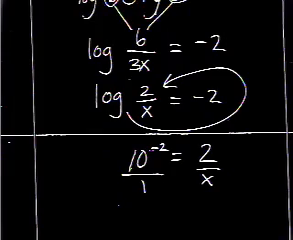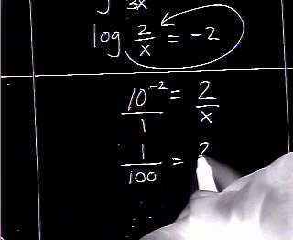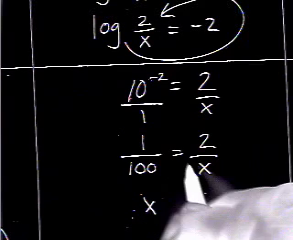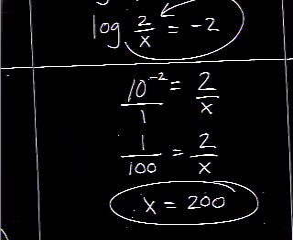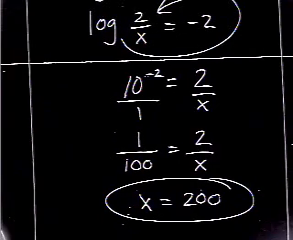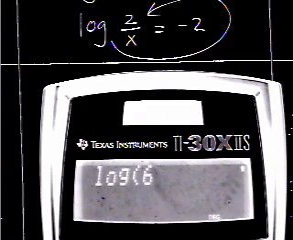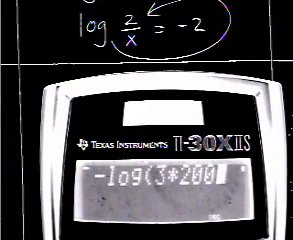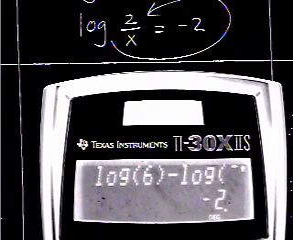Sure looks like a proportion to me. In fact, we could change it, and 10 to the negative second is 1 over 100 equals 2 over x. We could cross multiply this, right? 1 times x equals 2 times 100. And once again, we can go back and check our work. Log of 6 minus log of 3 times 200 should be equal to negative 2, and we do have a correct answer.